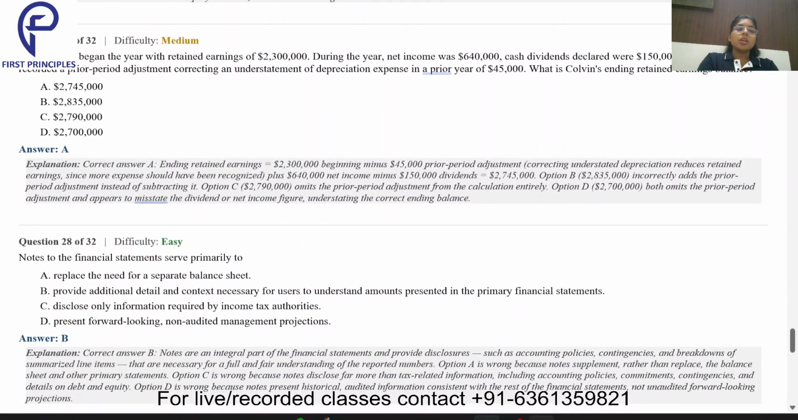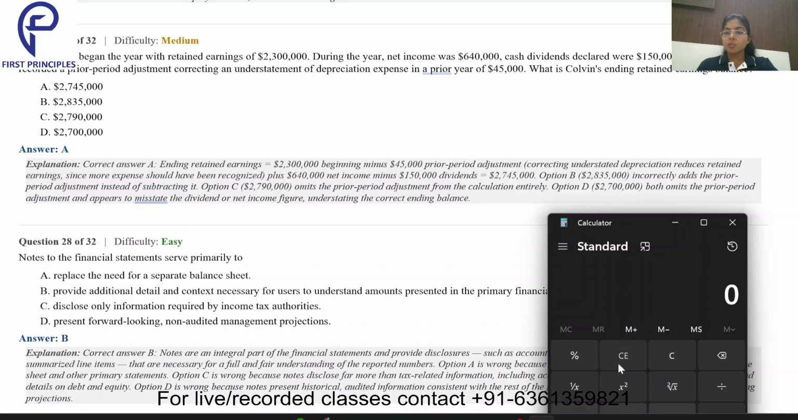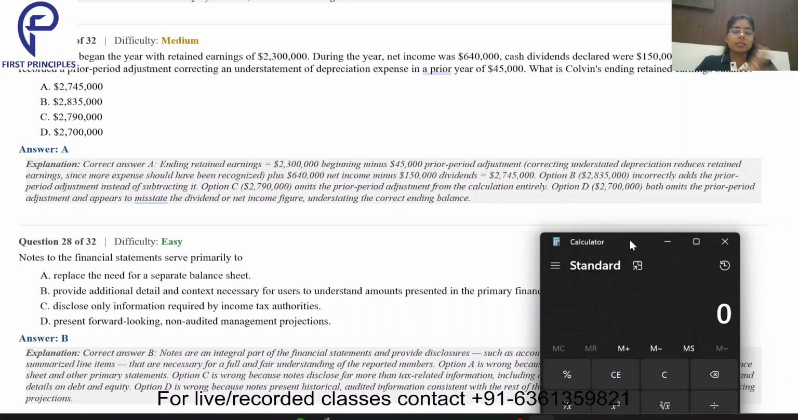Question number 27. Colvin Corporation began the year with retained earnings of 2.3 million. During the year, net income was 6,40,000. Cash dividends declared were 1,50,000, and the company recorded a prior period adjustment correcting an understatement of depreciation expense in a prior year of 45,000. What is Colvin's ending retained earnings balance? Very simple. Let us open our calculator and we will simply do it over there. Folks who are doing along with me in the class, you can also open your calculators and do it along with me.